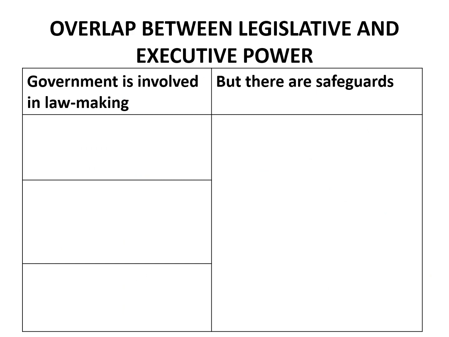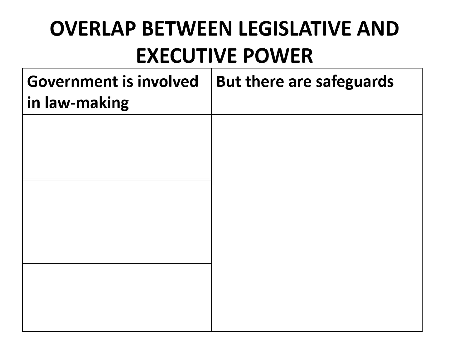Now, even though we say that there's a separation of legislative and executive power, this is not a strict separation. Put another way, there's an overlap between legislative and executive power in that, in some circumstances, the same body exercises both legislative and executive power. Specifically, there are some circumstances in which the government, that is the executive, exercises legislative power. That is, there are some circumstances in which the government is involved in lawmaking.